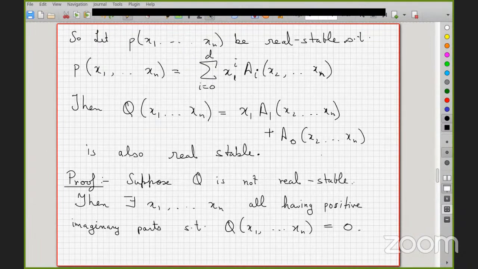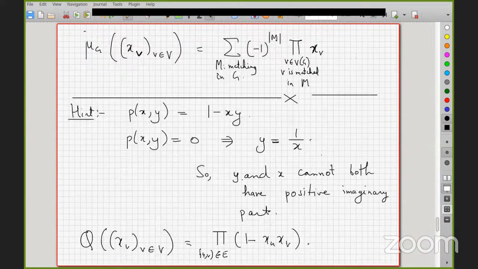Which stability notions are preserved under what operations. Here the thing that breaks is that 1 plus xy is not real stable, but it is right half plane stable.